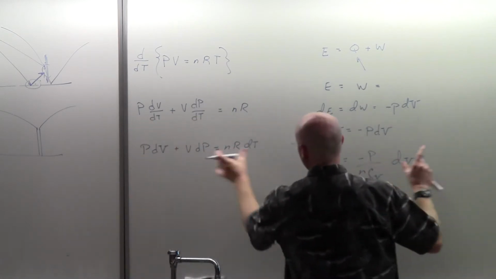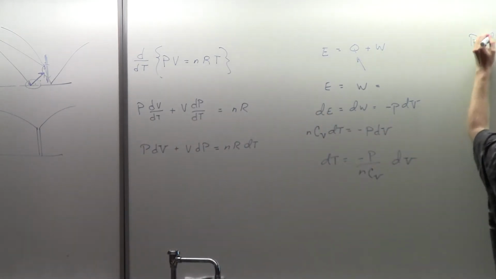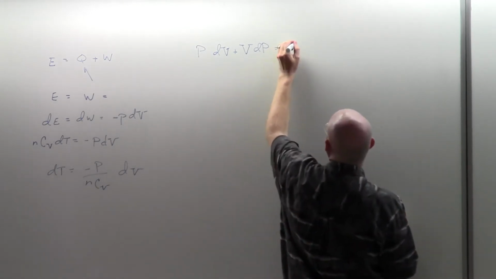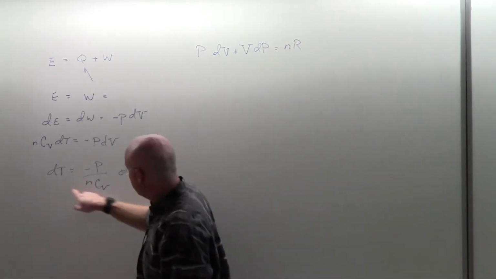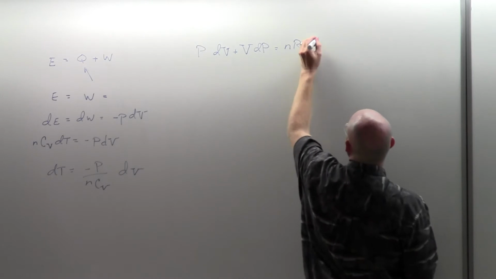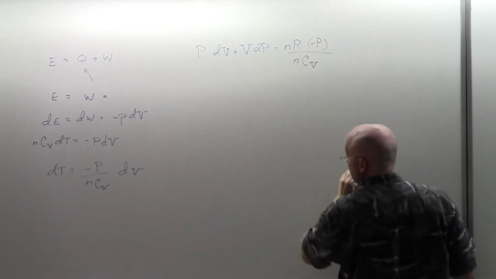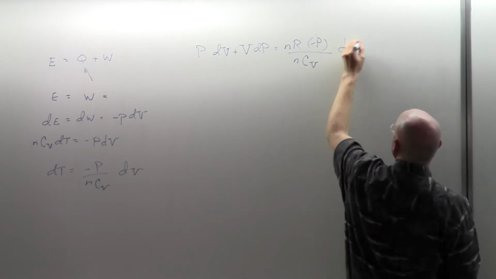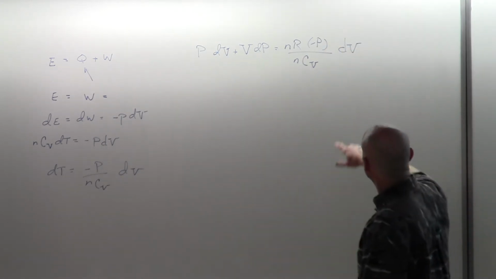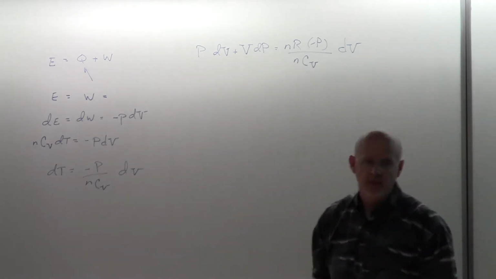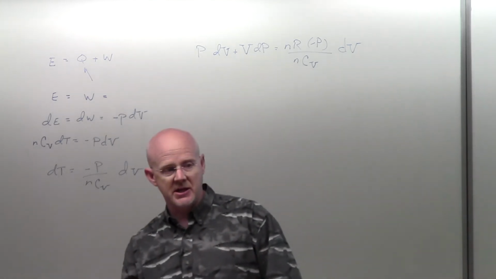And so if I put these two together, I get P dV plus V dP equals nR times the dT, which becomes negative P over n Cv dV. Now you're beginning to see I've got dVs with dVs and dPs with dPs. So now let's do separation of variables. Let's get all the P's together, all the V's together, and integrate.